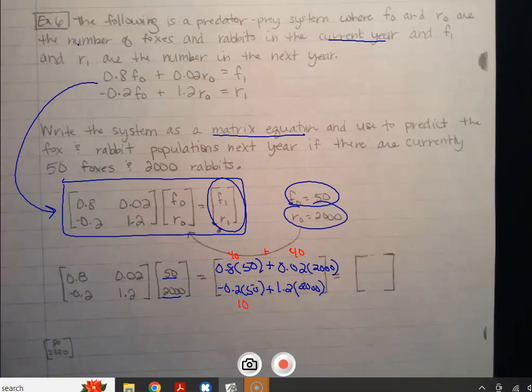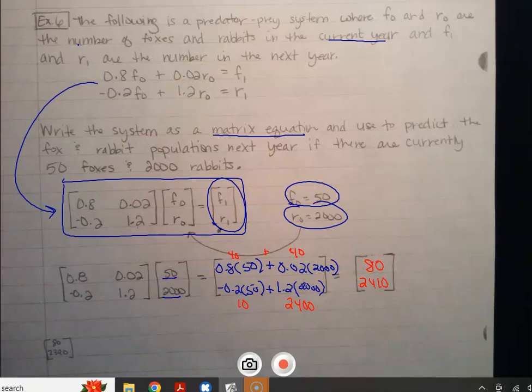Okay. That one says 40, and let me check the other one. 0.02 times 2,000. Yep, 40. Okay. So then I got 2,400 here. Let me do that. 1.2 times 2,000. 2,400. Yep. Okay. So 40 plus 40 is 80. And 10 plus 2,400 is 2,410.